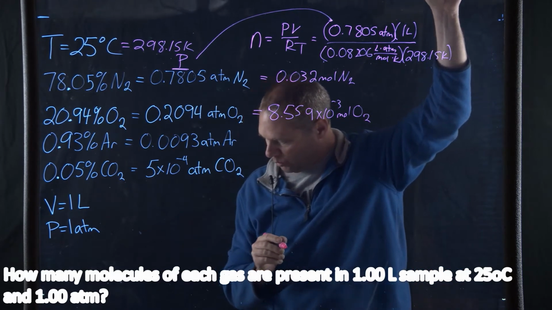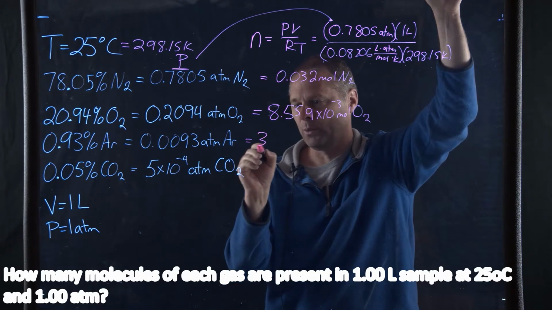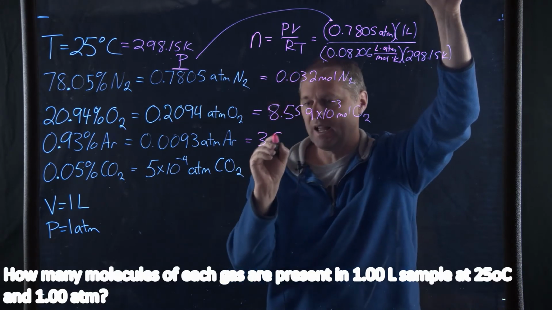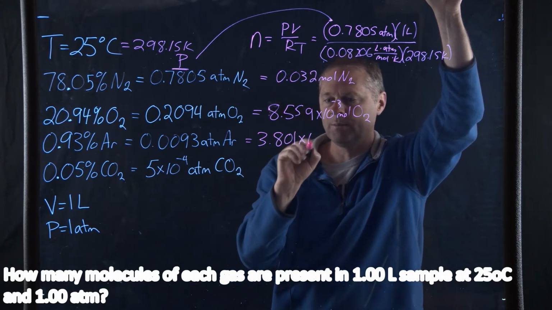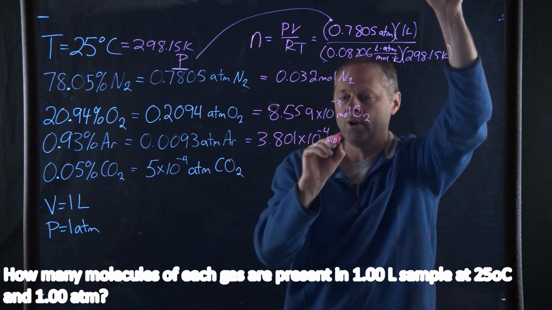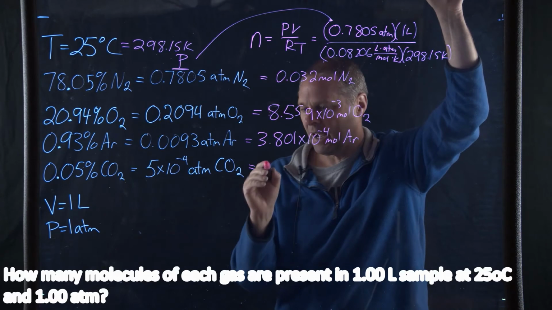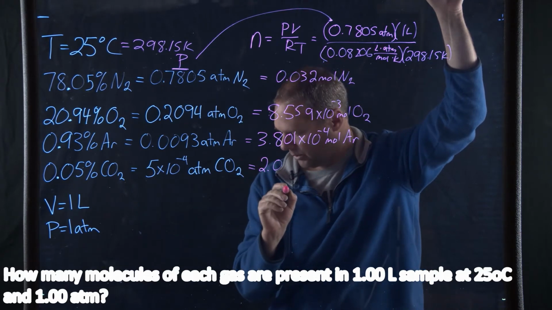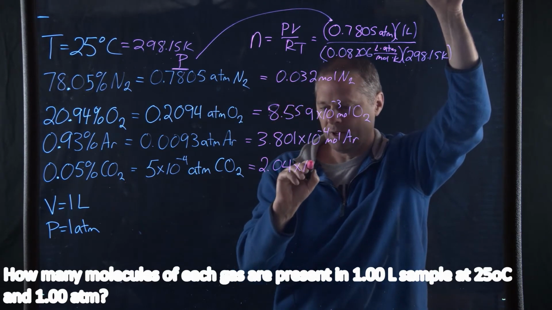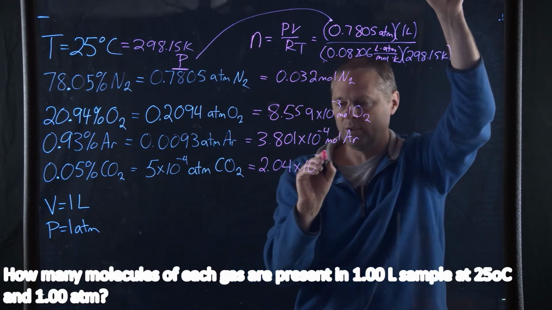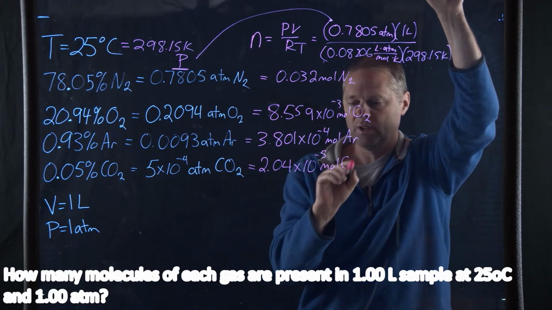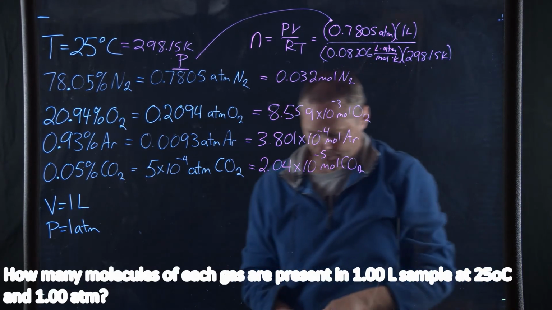The argon one is going to be 3.801 times 10 to the minus 4 moles of argon. And the carbon dioxide is going to be 2.04 times 10 to the negative 5th moles of CO2.